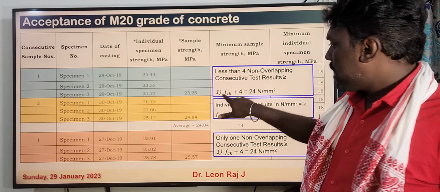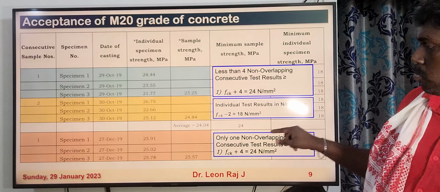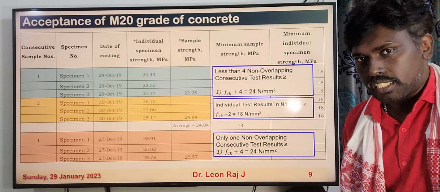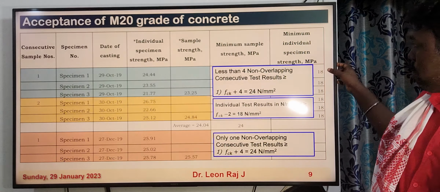Here the acceptance criteria is FCK plus 4, that is equal to 24 Newton per mm square, and individual test results should be greater than FCK minus 2, that is 18 Newton per mm square. Here FCK is the characteristic strength, 20 MPa. So therefore the minimum individual specimen strength is 18 MPa.